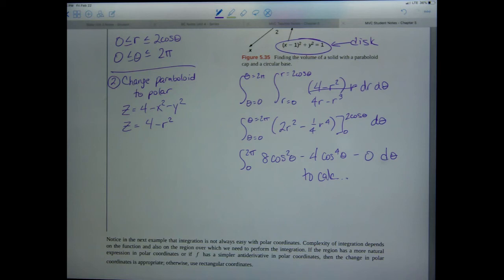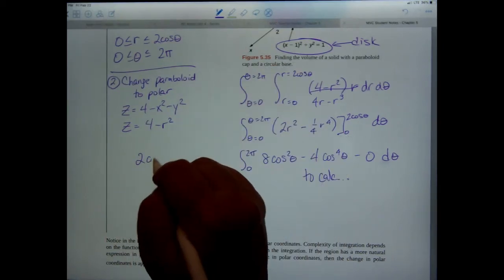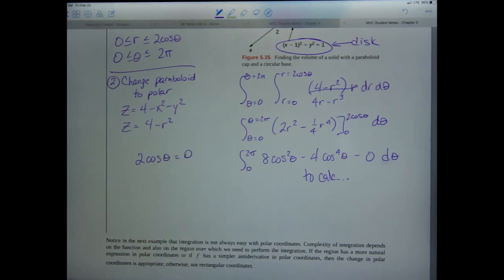We were able to go around the whole circle in pi instead of in 2 pi. So that is a mistake on my part. How would we know though? You would have to graph it and see. Another way you can tell: set 2 cosine theta equal to 0. So it's got to go all the way around. Cosine theta equals 0.